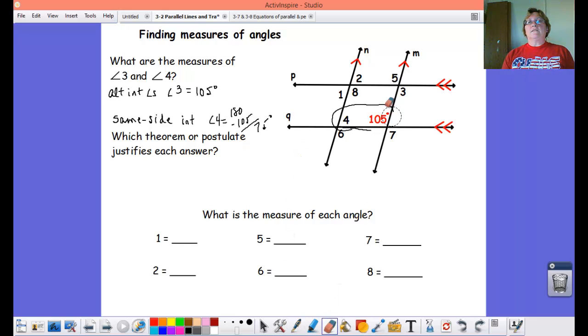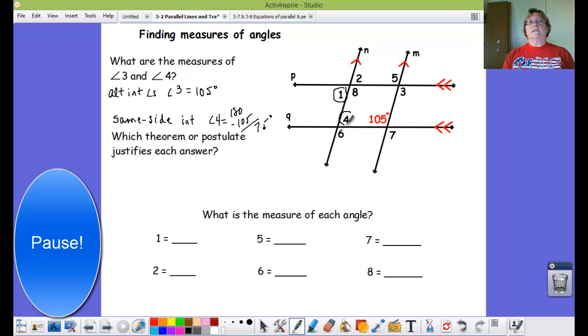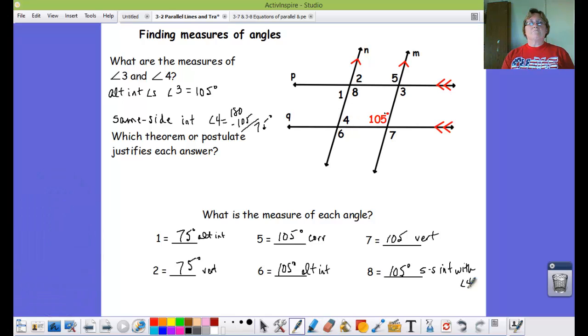Same picture. Now we're going to just ask you to find the measures of several angles, and knowing the measure of one in this diagram will let you find the measures of all the others. Angle 1 over here. Well, you've just said that angle 4 was 75, and 1 and 4 alternate interior, so I hope you're thinking 75. That's the first one. I want you to stop the video and figure out the measures of the other angles.